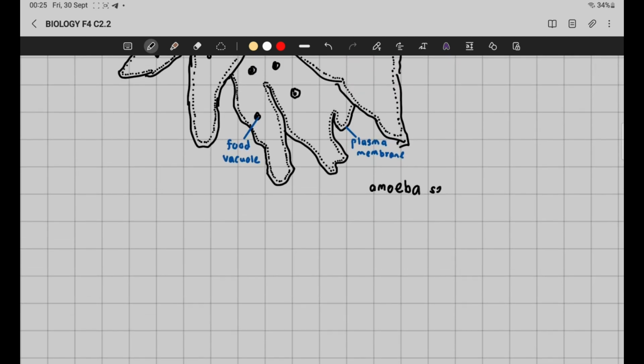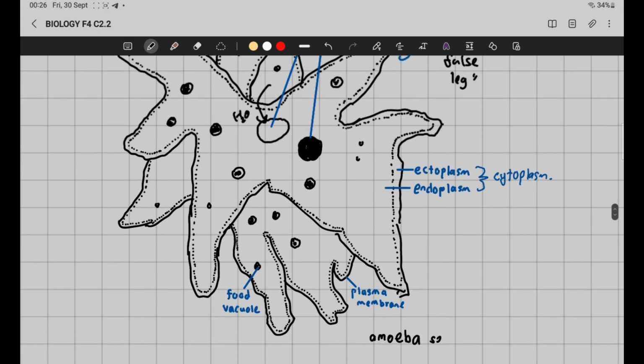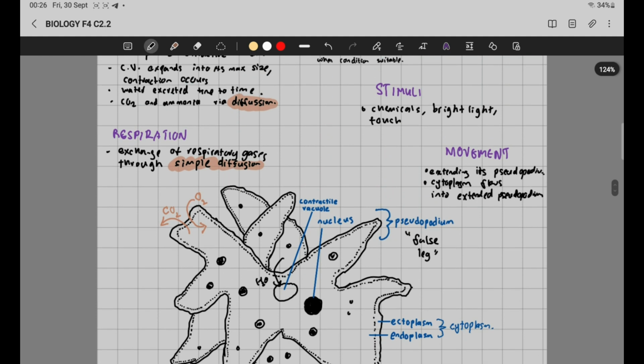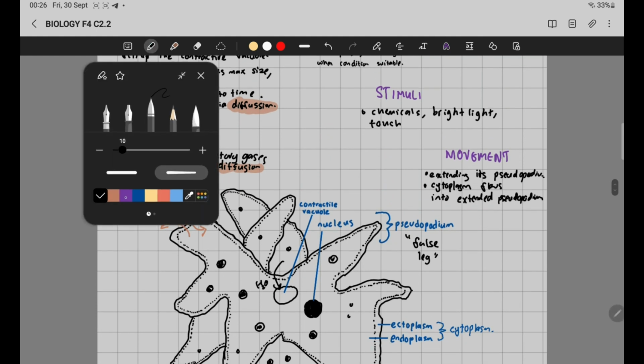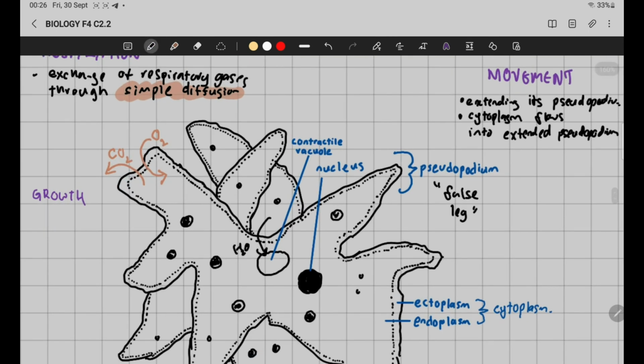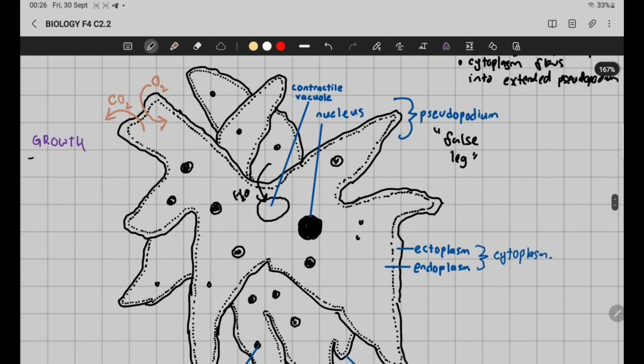So we already discussed movement, and one more thing I think we should cover is growth. As it reproduces, it needs to grow. How does the amoeba grow? It is as easy as synthesizing new cytoplasm. It grows bigger and bigger in size. Thus, they need to synthesize more cytoplasm or new cytoplasm.